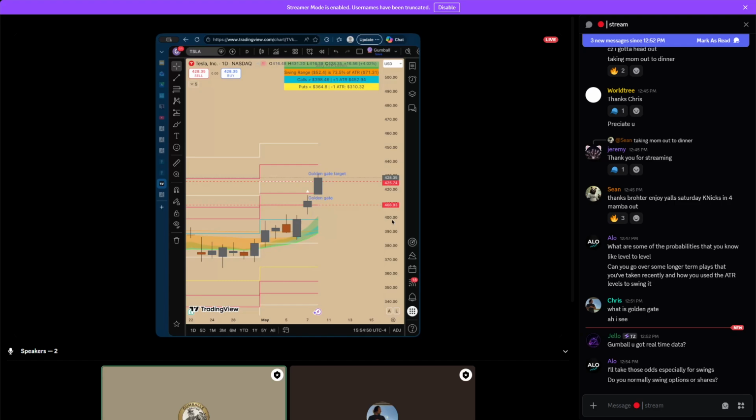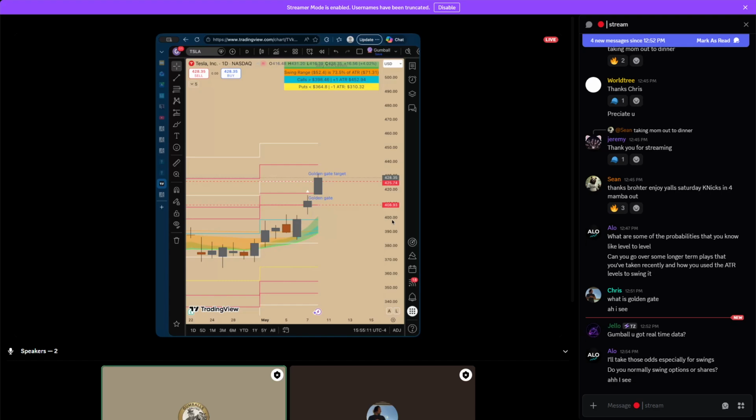Do I normally swing options or shares? It depends on the price. Like if it's a $10 asset, then I'll swing shares. But if it's something like 2 weeks till expiration, I don't mind swinging it. But I'm not gonna hold one or two DTE overnight. I usually stick to intraday for the most part.